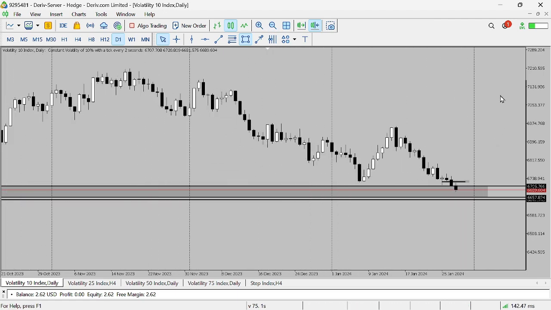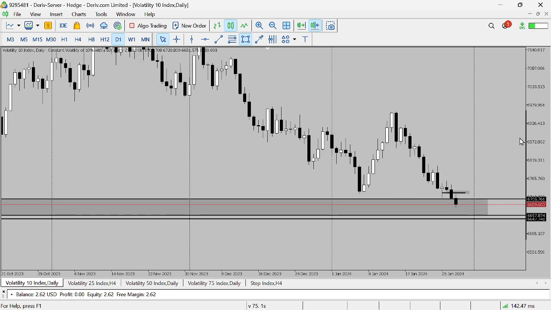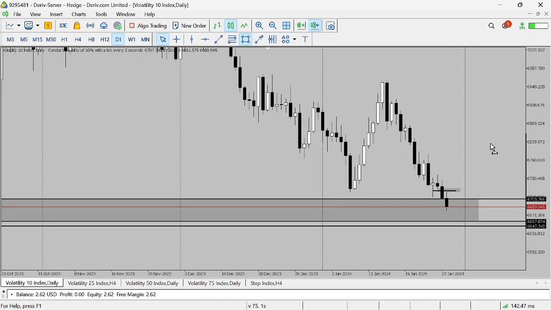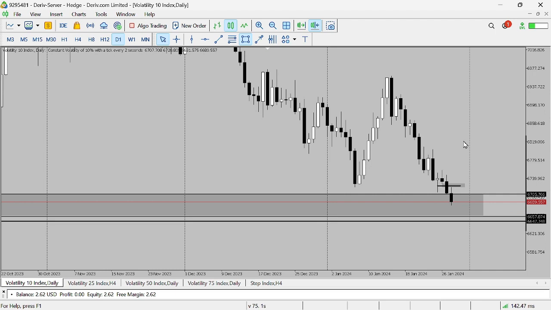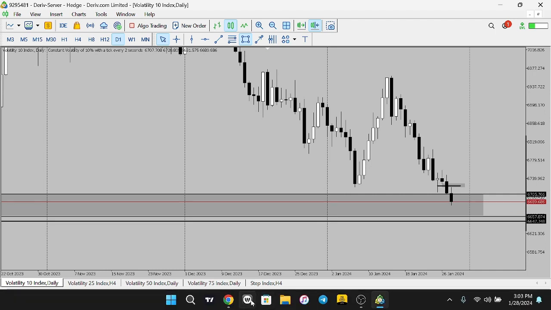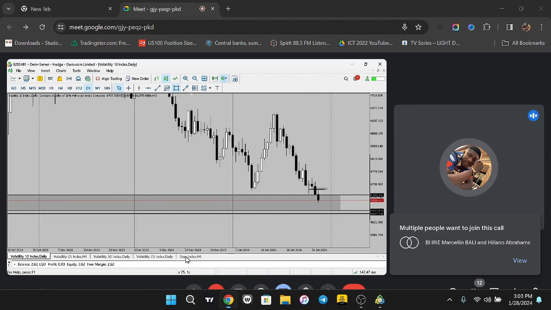So coming down to the daily chart, the daily is still bearish. Okay, still bearish, which is in confirm. Let me quickly admit someone.